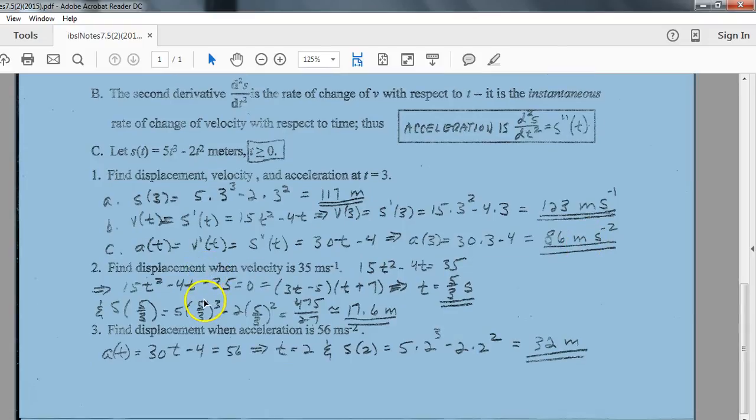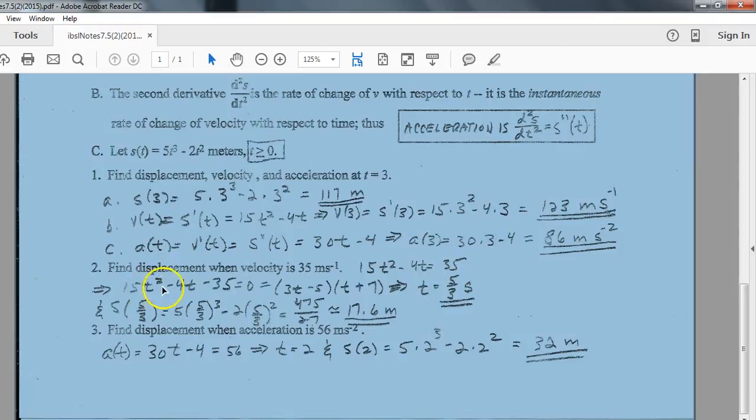So again, just for these last two, it's a matter of getting comfortable with the wording of the question. In this one here, you've got to notice that they are asking for displacement when the velocity is 35. So this right off the bat tells me I need to identify the velocity function, set it equal to 35 so I can solve for time. And so if I take the velocity function that we have right here, and I set this equal to 35, I can solve for time.